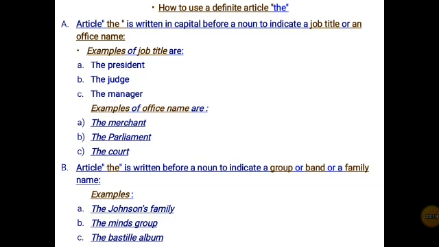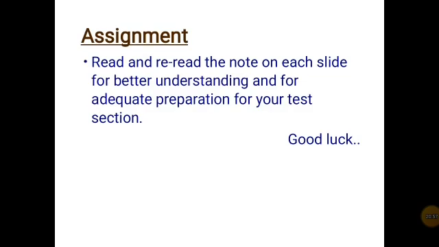So when you are writing this, you have to notice that you have to indicate it using a capital THE. Then the last one, we have the Bastille album. The Bastille is a band, a group of choristers or musicians, a band name for a group of musicians. So those are the two ways we can make use of article D.